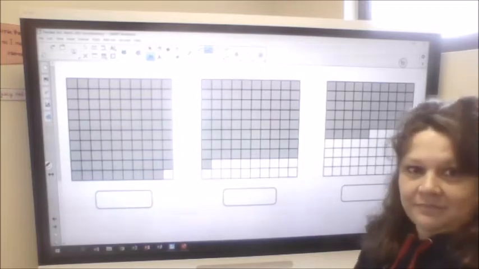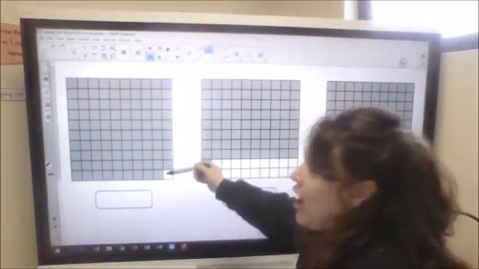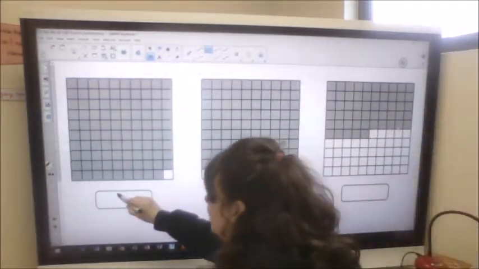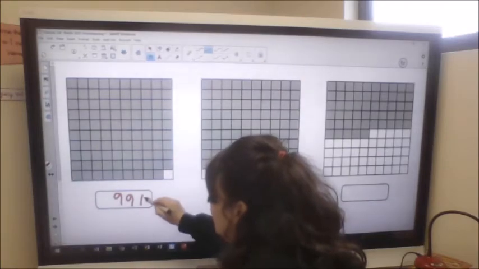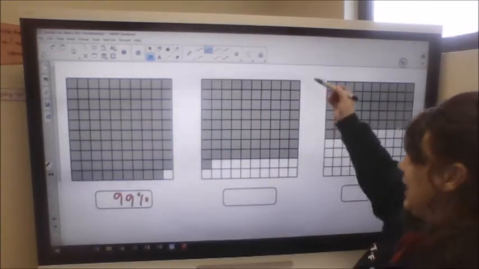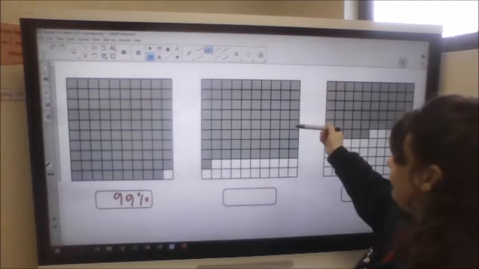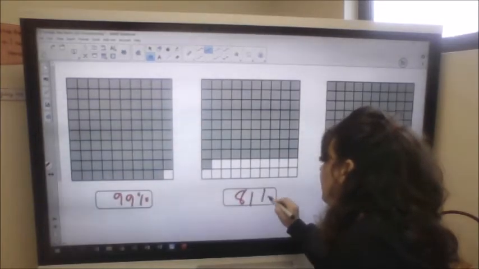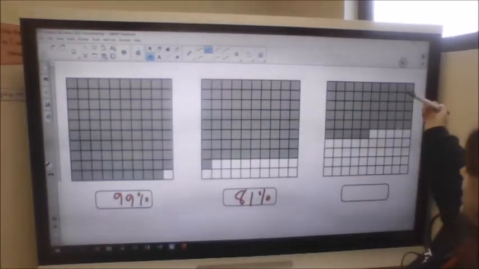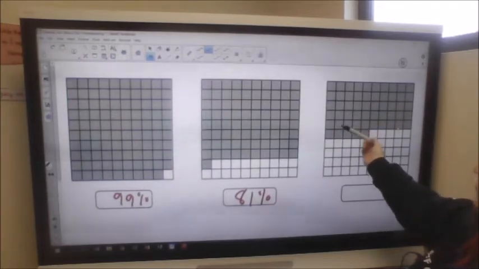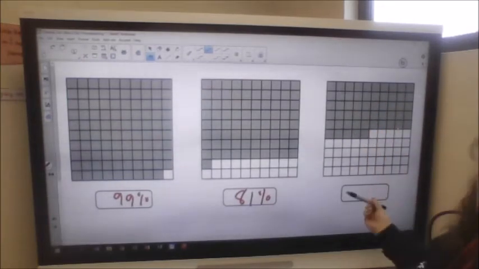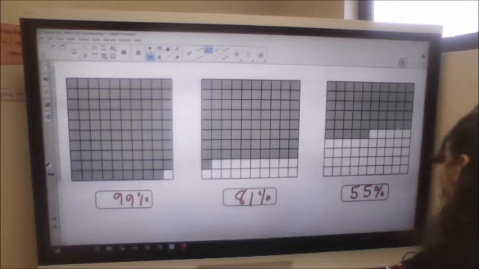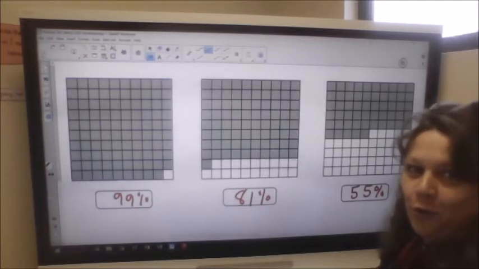Okay, year 6. Let's have a little look then. I've got every square coloured in bar 1. I know there's 100 in there, so that's nice and straightforward. That's 99%. Here I've got 10, 20, 30, 40, 50, 60, 70, 80, and another 1. So that's 81%. Then here I've got 10, 20, 30, 40, 50, 51, 2, 3, 4, 5. So I've got 55% coloured in. Hopefully you've got all of those.